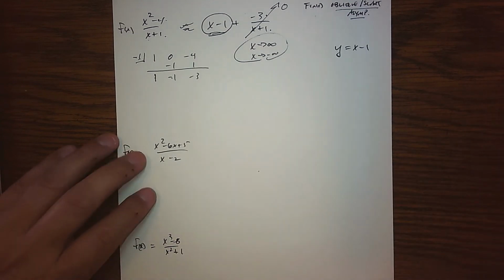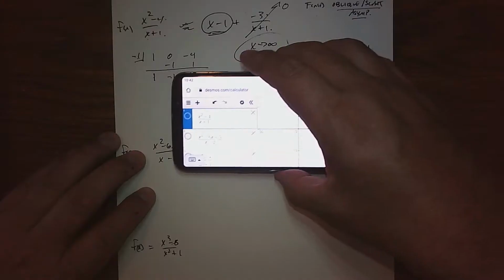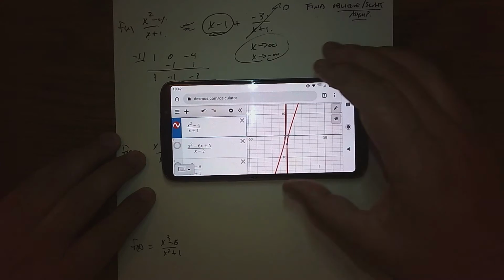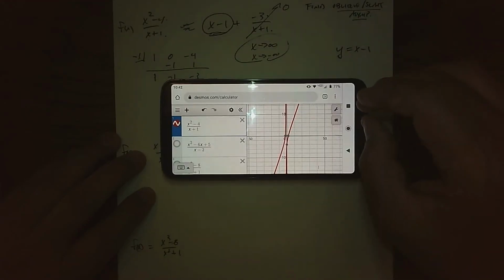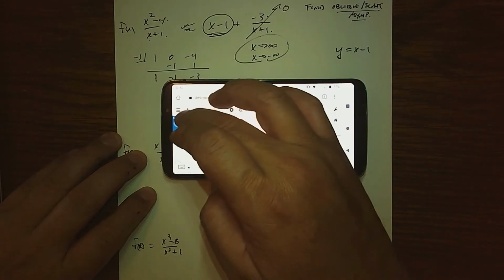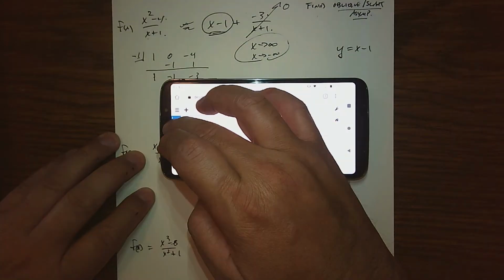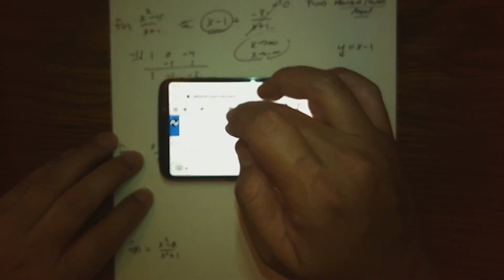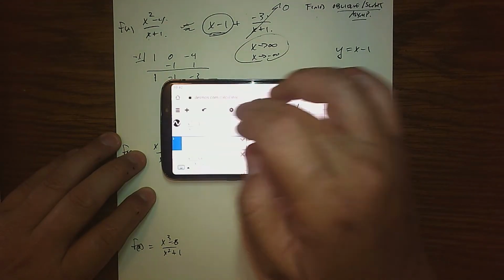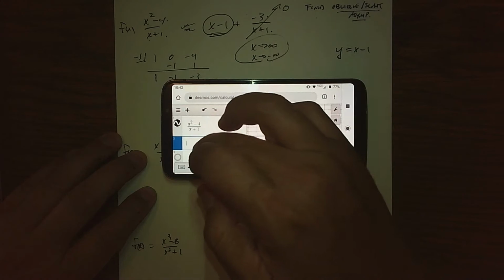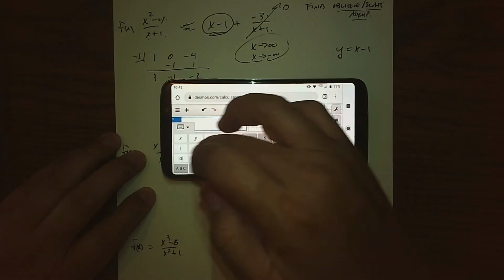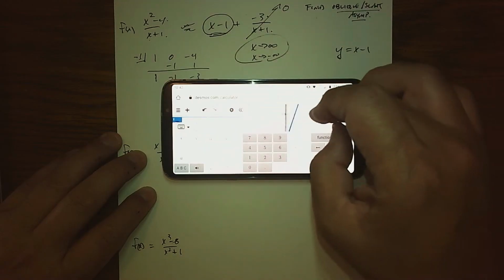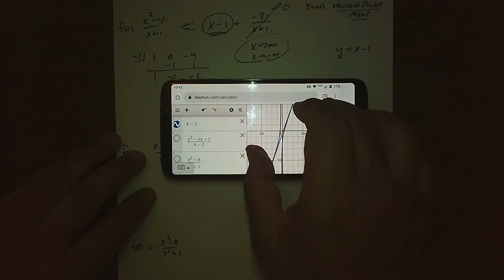So how do I verify that? Well, let's go to technology. So here's the graph. Let me turn that on. So here's x squared minus 4 over x plus 1. Let me go ahead and change the colors there. All right, so let me make that in black. And then let's go ahead and add in there, right? I'm saying that the slant asymptote is x minus 1.